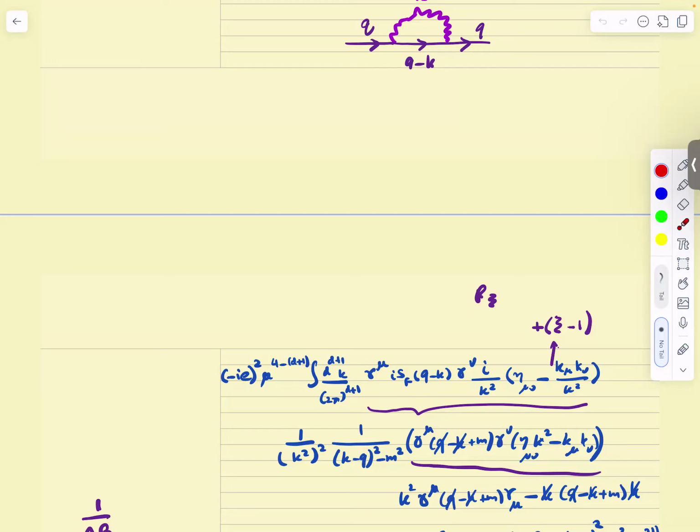What's the point of that eta mu nu minus K mu over K squared? What's the point of that? It's a photon propagator. So the photon propagator is I over K squared, but you have to make sure that it's transverse, right? So that's why you have it.